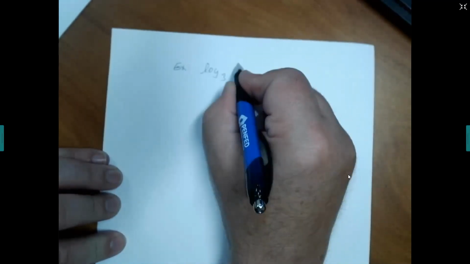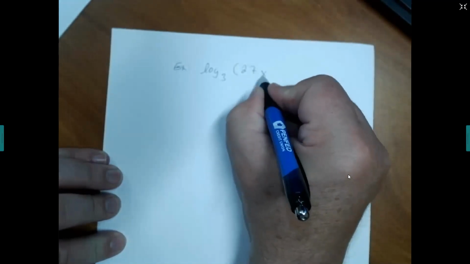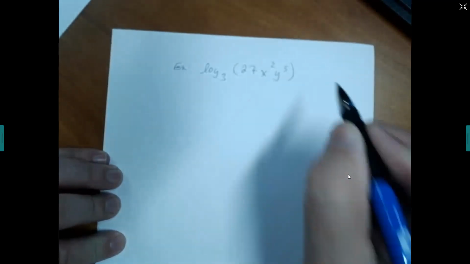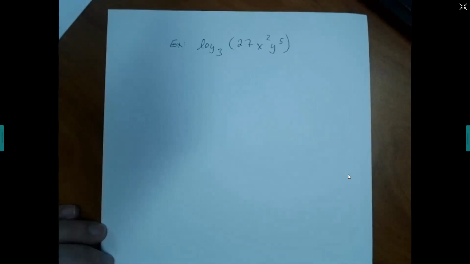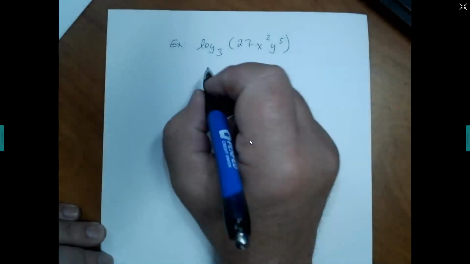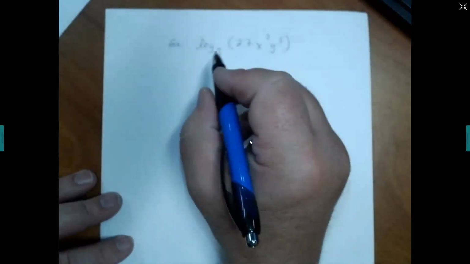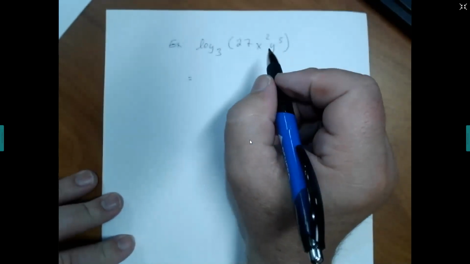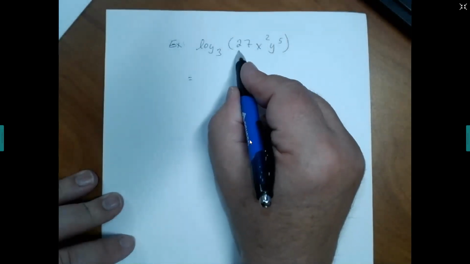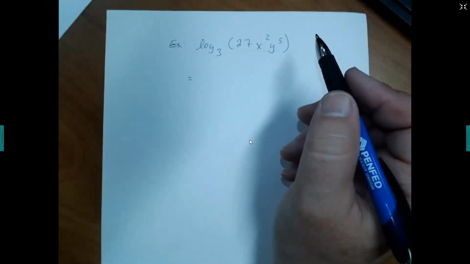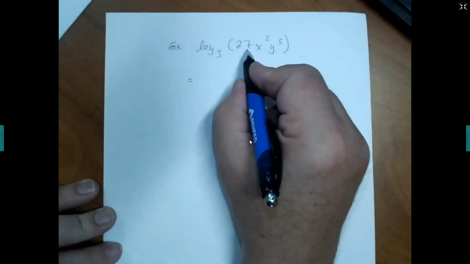Log base 3 of 27 x squared y to the 5th. So what property can we use here? Number one says if you're multiplying the same bases here. Oh, I see it. Yeah, with the second set of properties of logarithms. So since they're all multiplied, we do what with them?